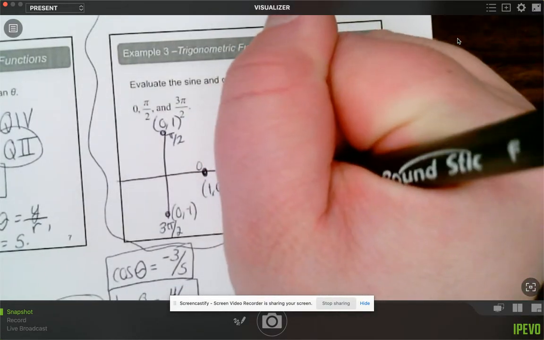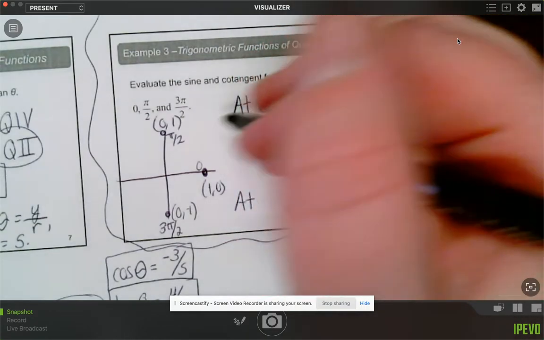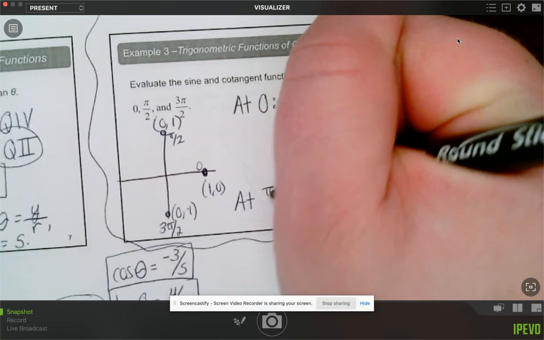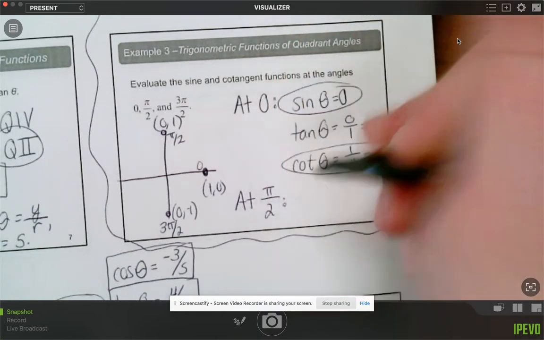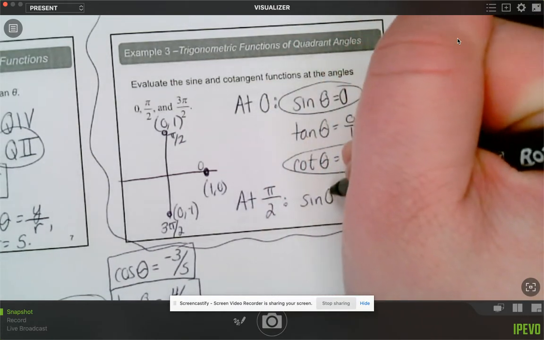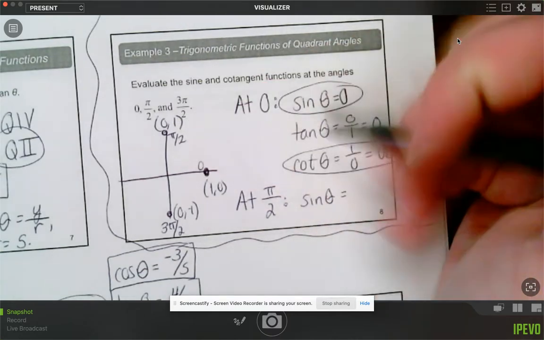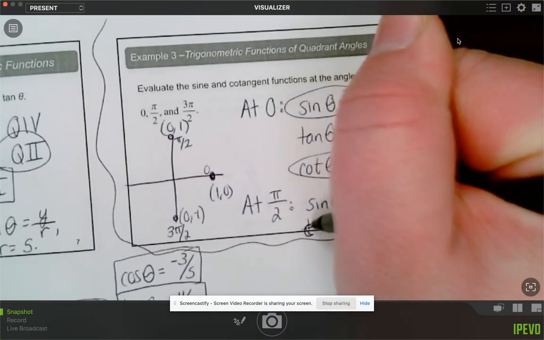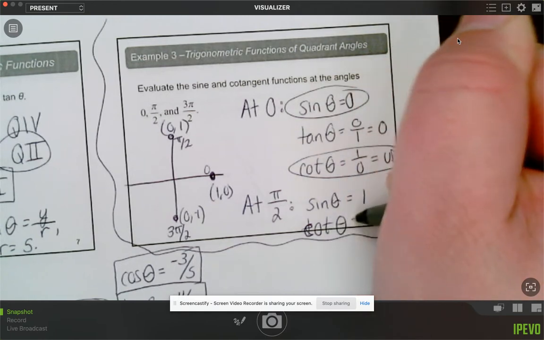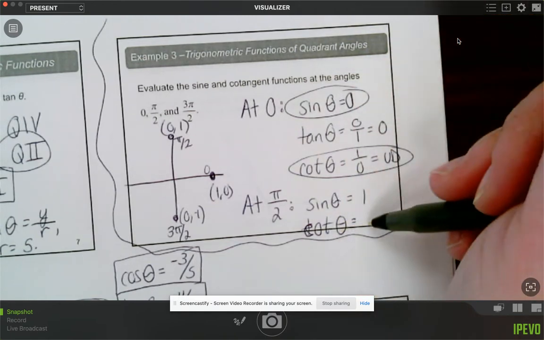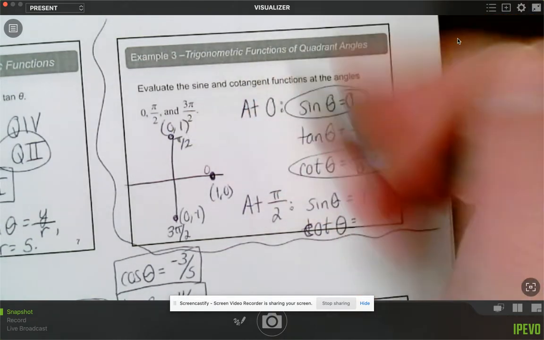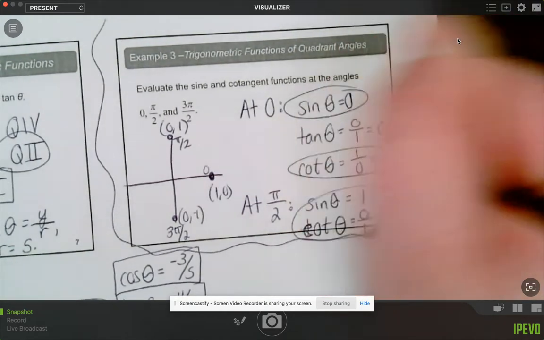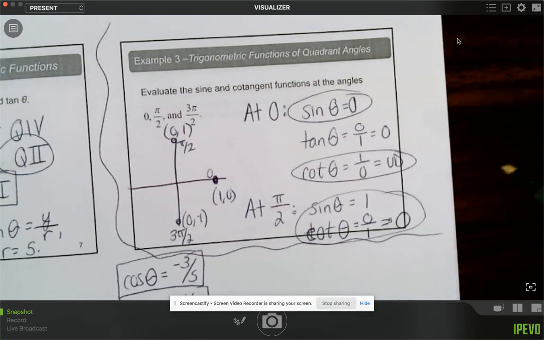Okay. What's the other one they asked? I'm going to do pi over 2. The sine of that at pi over 2 is 1. And then I'm going to skip straight to cotangent. Cotangent is x over y. So if you put x over y, that's 0 over 1, which is just 0. Okay, got my two answers there.